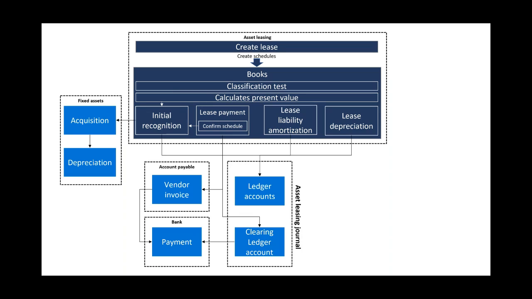Then the subsequent transactions in the asset leasing, if we do not have a fixed asset linked to the lease, will be posted to ledger accounts through the asset leasing journal. If we link a vendor to a lease, the payment transaction will generate a vendor invoice in accounts payable, and then it will be taken to the payment from the accounts payable or the payment proposal process.